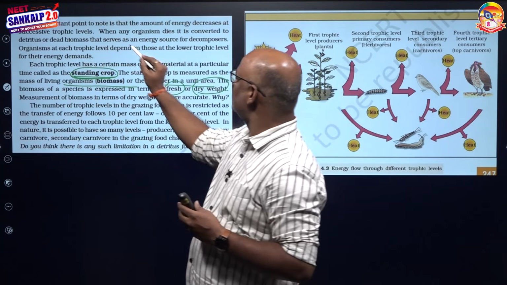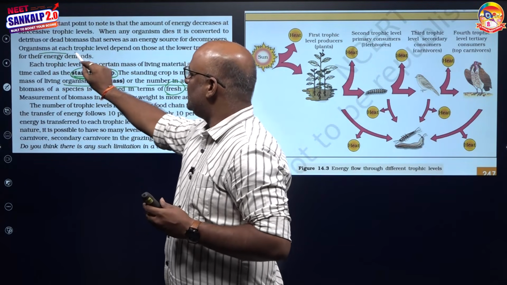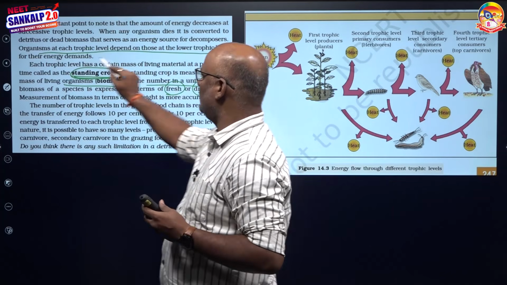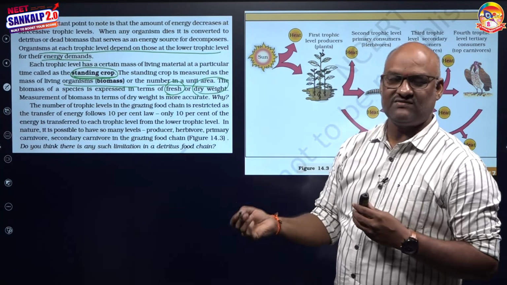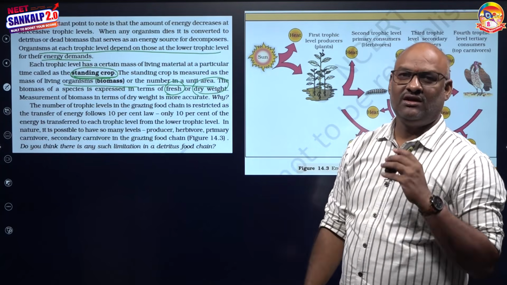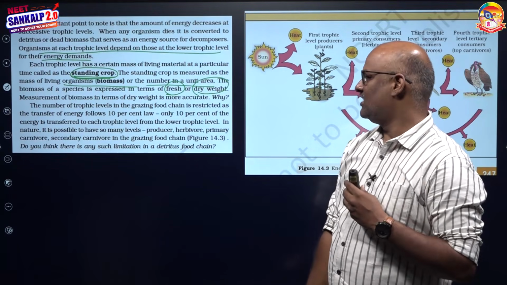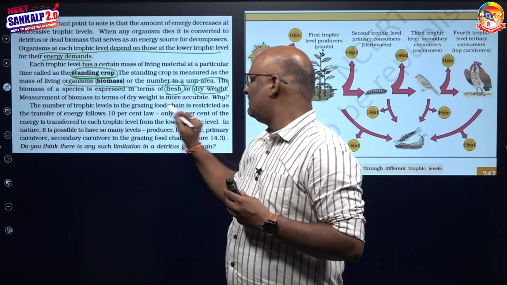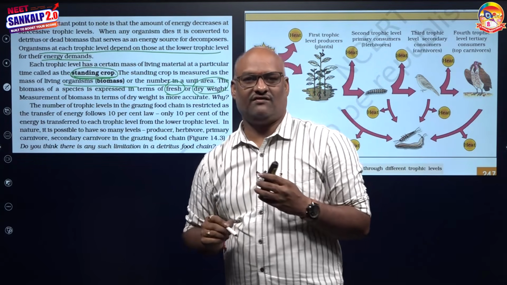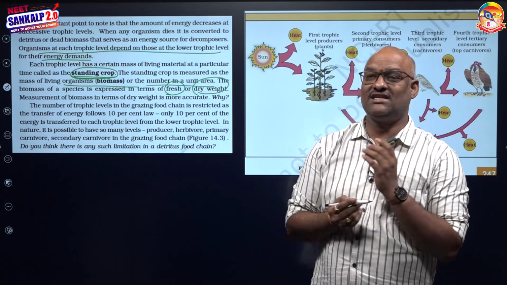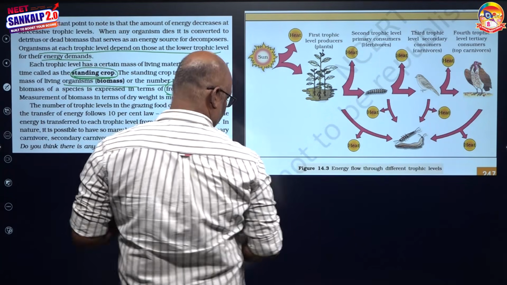Now, please see this point. Organisms at each trophic level depend on those at the lower trophic level for their energy demands, because higher trophic levels depend on the lower trophic levels. Then, the number of trophic levels in a grazing food chain is restricted to 4 or 5, because there is a law called the 10% law. Let us take the 10% law.